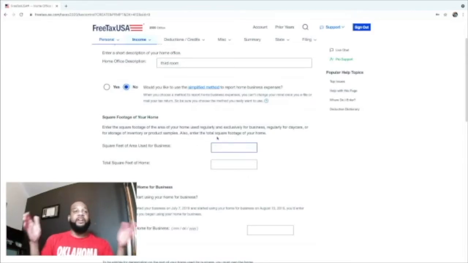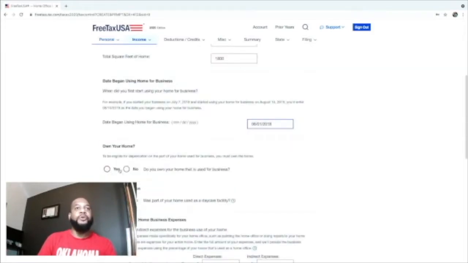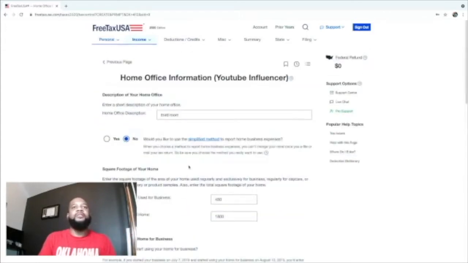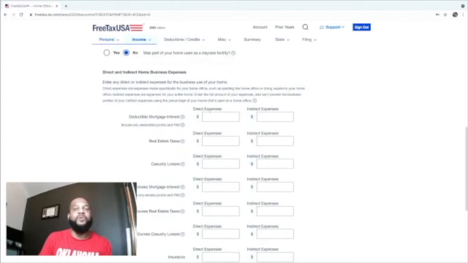All right, square feet of the area used for business. So if you have a 1,800 square foot home, and let's say you use 25% of that, that is about 450 feet. We're going to say 1,800 square foot home. Do you own your home that is used for a business? Yes. You must own your home. Was a daycare part of your home? Yes or no? Also, if you use the simplified method, you won't get this. This is what I was talking about. You will not get to put all this information in.